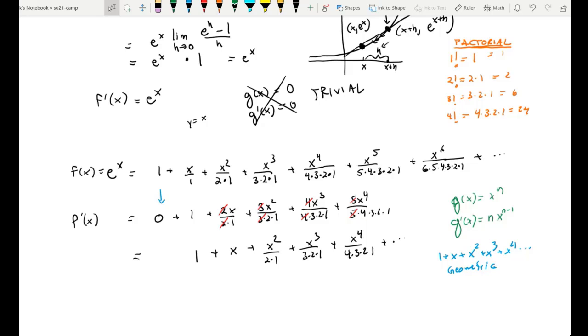But what do you notice about this infinite polynomial? Well, it's exactly the same as the infinite polynomial that I wrote down for the exponential function. Exactly the same. And one reason, of course, is because this keeps going forever. So the next term will be like x to the 5 divided by 5 factorial. So beautiful. So indeed, this is exactly the same series that defines e to the x, or infinite polynomial, if you will.